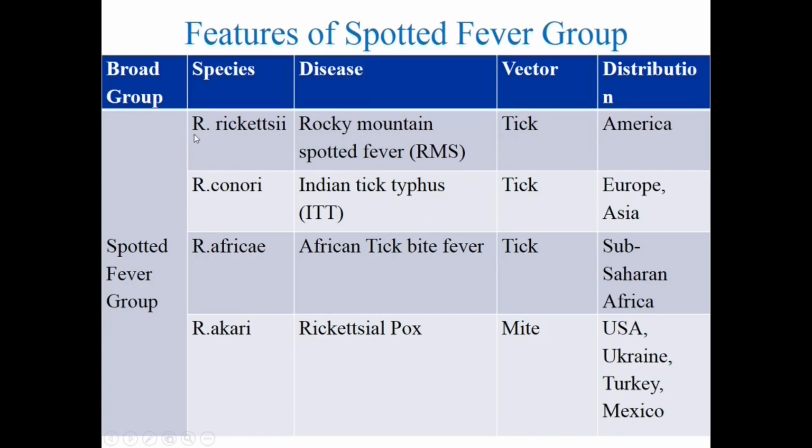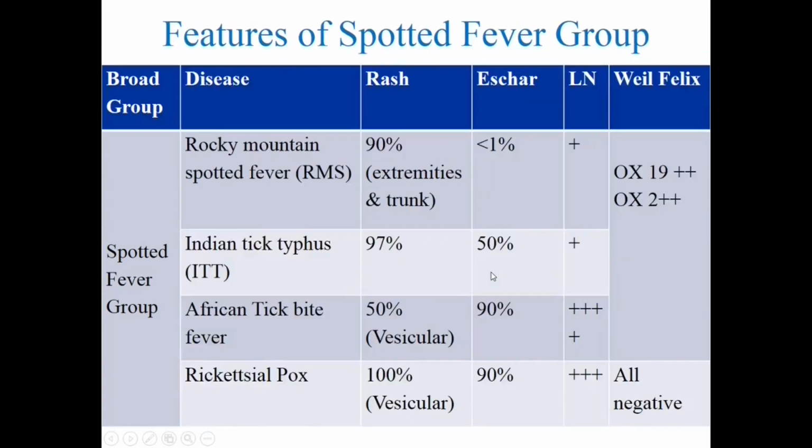And like I said in the beginning, it will be very difficult for you to remember the species, like Rickettsia rickettsii transmits Rocky Mountain spotted fever. Rickettsia conorii transmits Indian tick typhus. If you remember, it's good, but I don't know if all of you can remember. It's going to be very, very difficult.